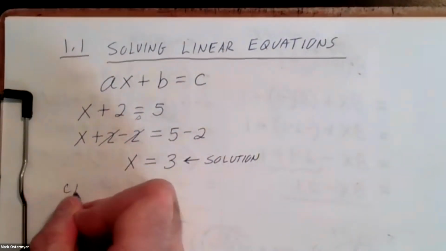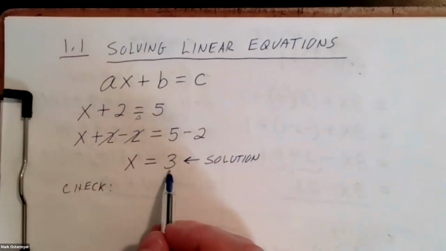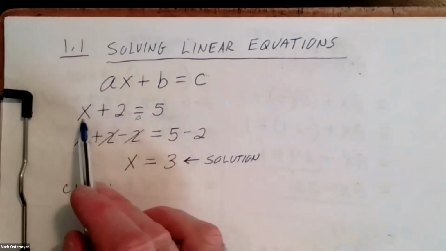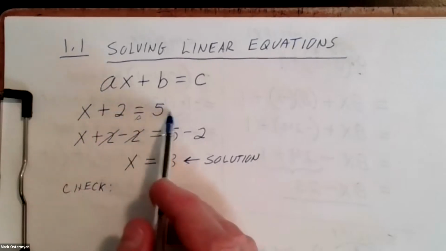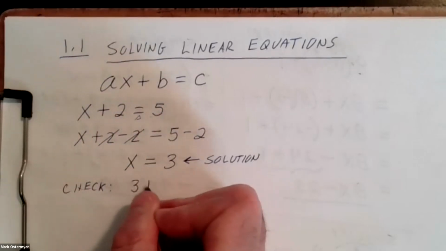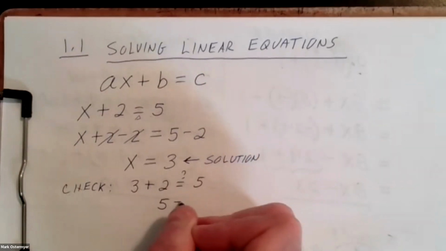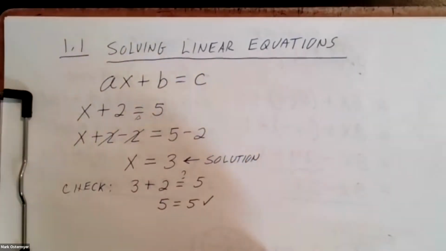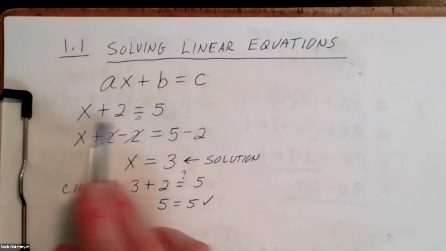You can always check your answer when you solve an equation. So to check my answer, I will take 3 and substitute 3 back into the original equation for the variable x. 3 will go back in here, and let's see if it checks out or if it works. Is 3 plus 2 equal to 5? It looks like it works. It checks out. So 3 is indeed the solution and the only solution to this linear equation.